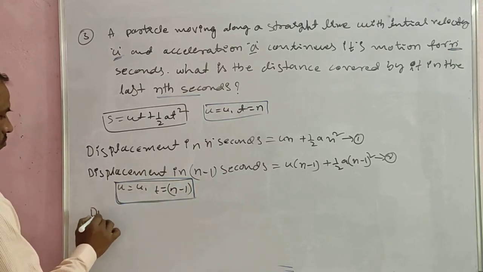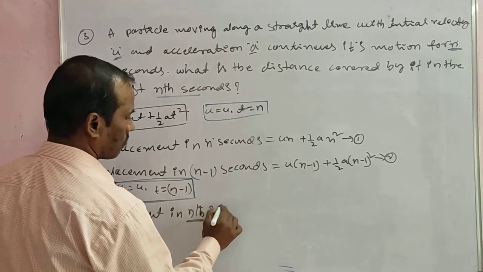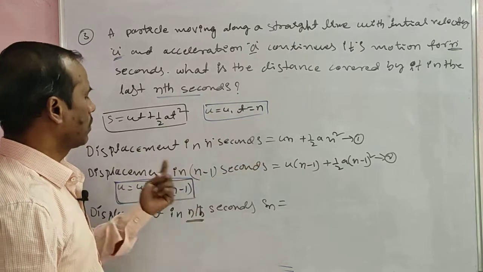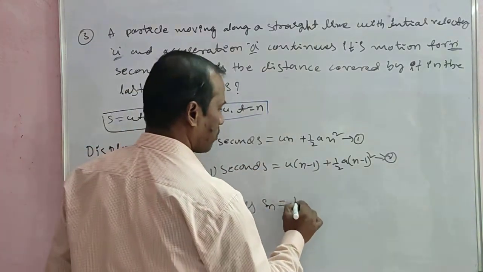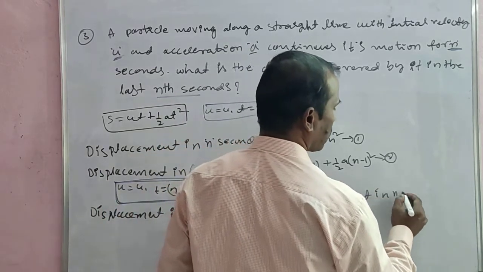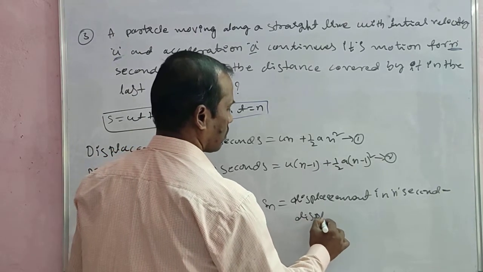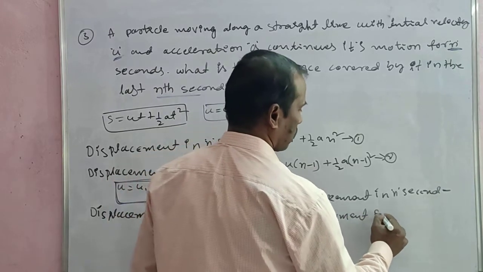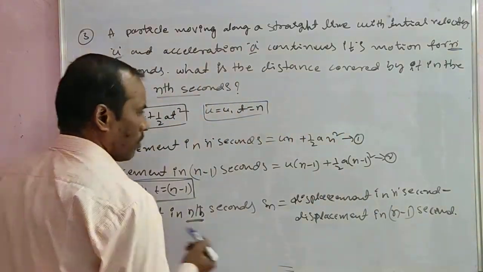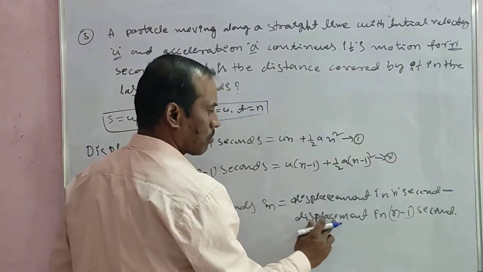The displacement in the nth second, here Sn. So the displacement in n seconds minus the displacement in n minus 1 seconds is equal to Sn. Okay, listen carefully: Sn is equal to the displacement in n seconds minus the displacement in n minus 1 seconds.